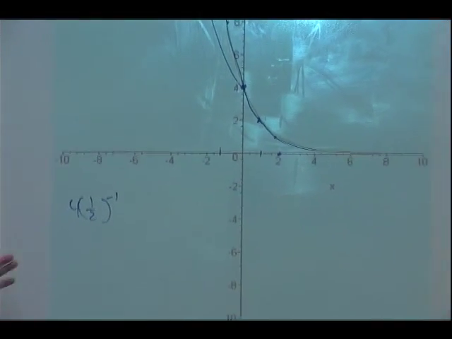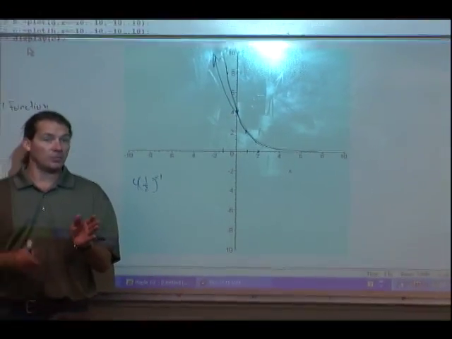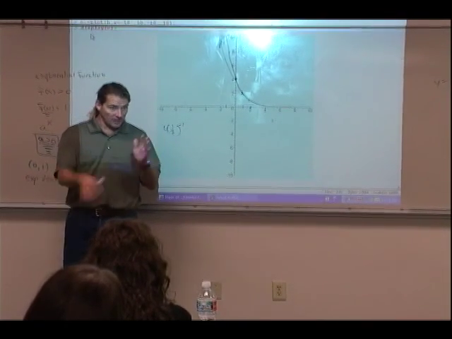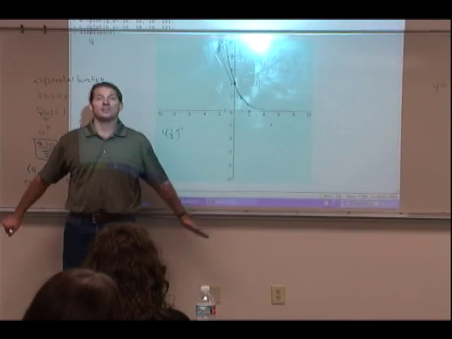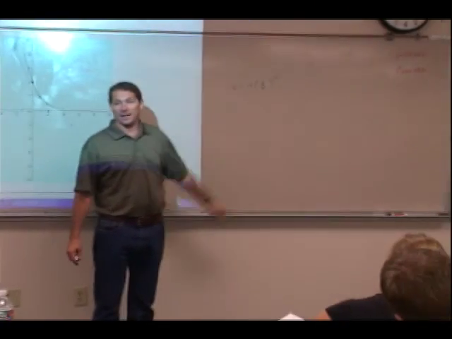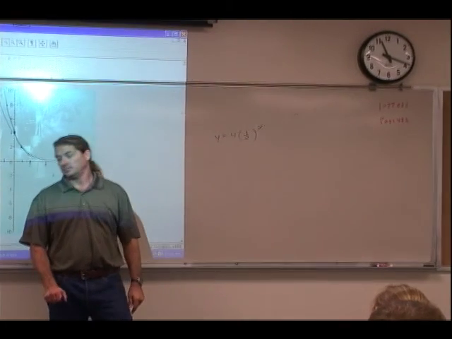So let me reiterate one more time. The key points will be like -1, 0, and 1, something right around the origin, so that you can relate to what's happening. And always at 0 will be the initial value. Whatever's out in front will always be your y-intercept. Okay?